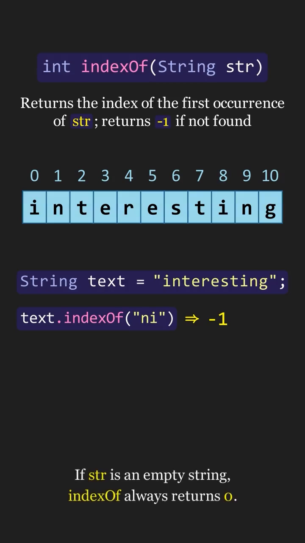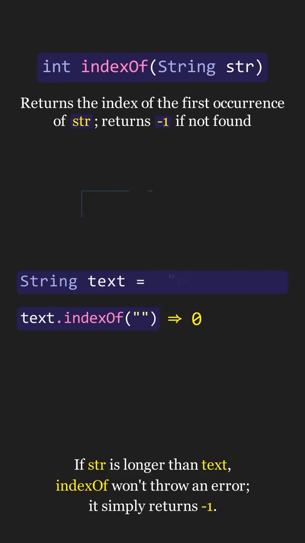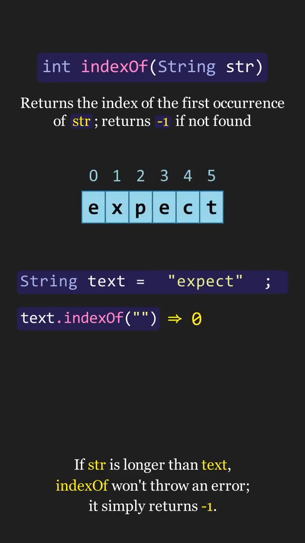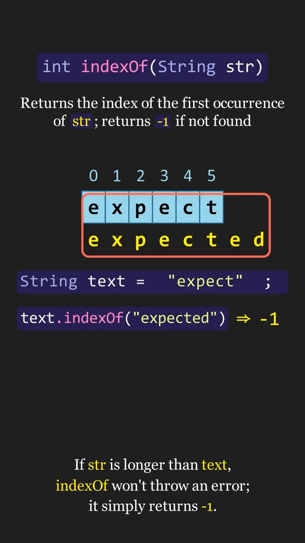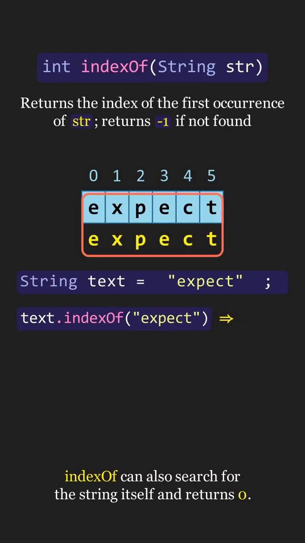If str is an empty string, indexOf always returns 0. If str is longer than text, indexOf won't throw an error. It simply returns -1. For example, text is "expect" and str is "expected". IndexOf can also search for the string itself and returns 0.